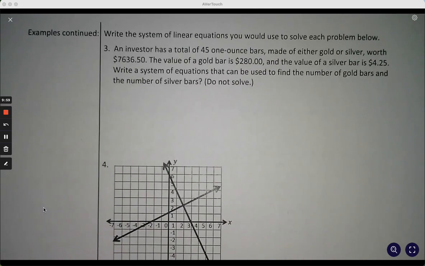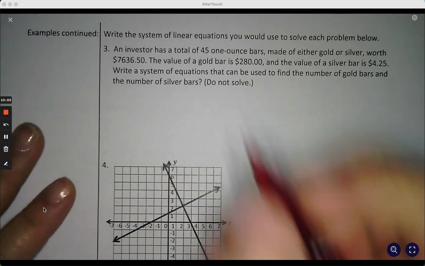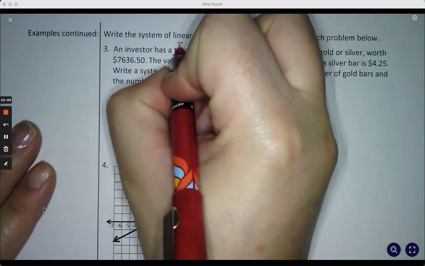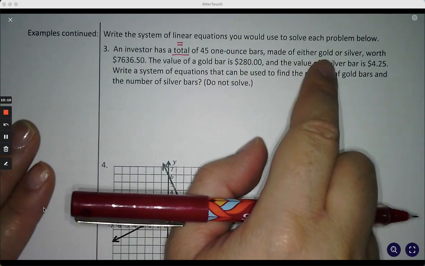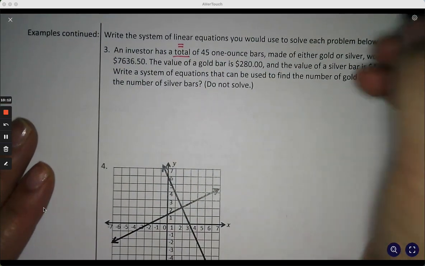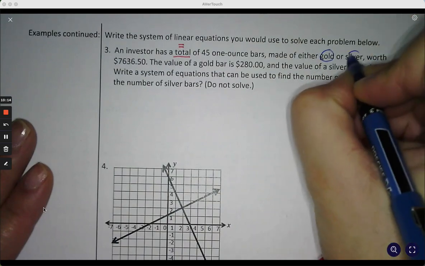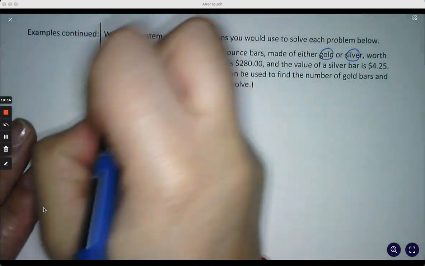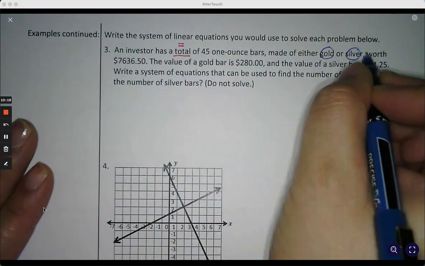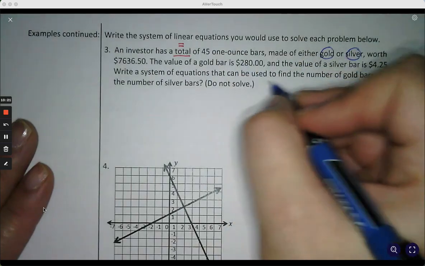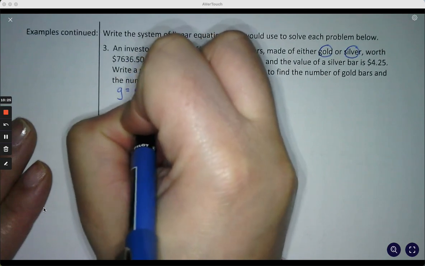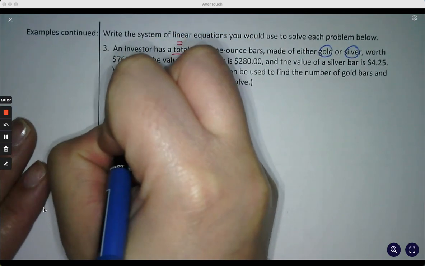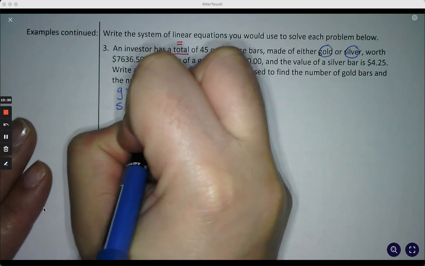Write a system of linear equations. Okay, so number 3, an investor has a total, so equal sign, of 45 1-ounce bars made of either gold or silver. So I can already tell you right now, gold or silver, just by skimming the problem, those are going to be our two variables. So G for gold, S for silver.